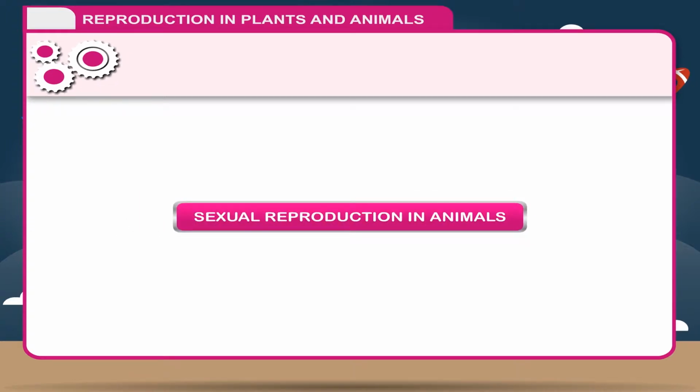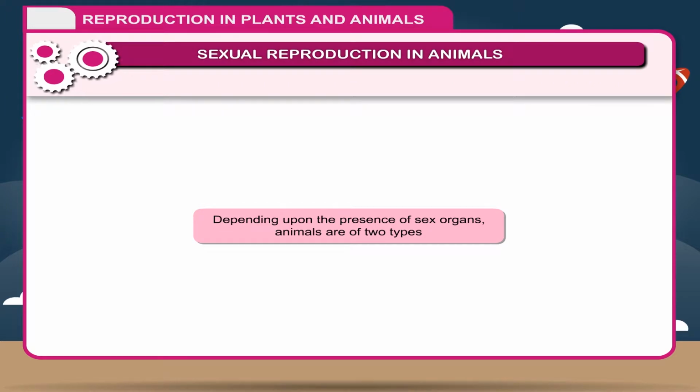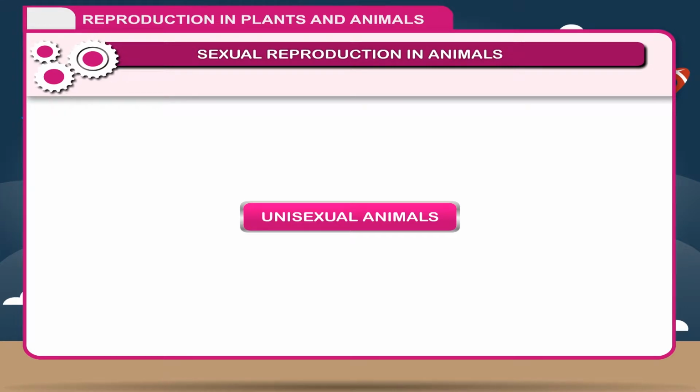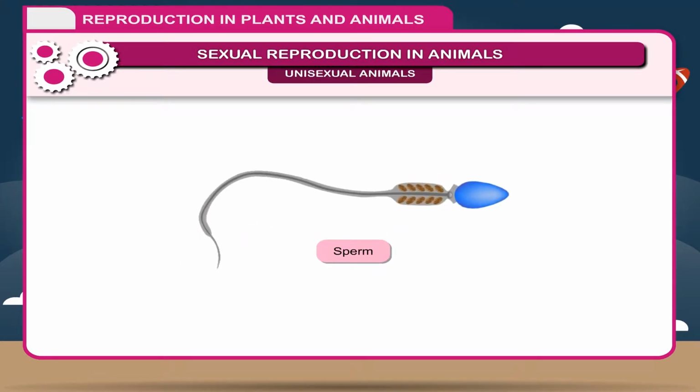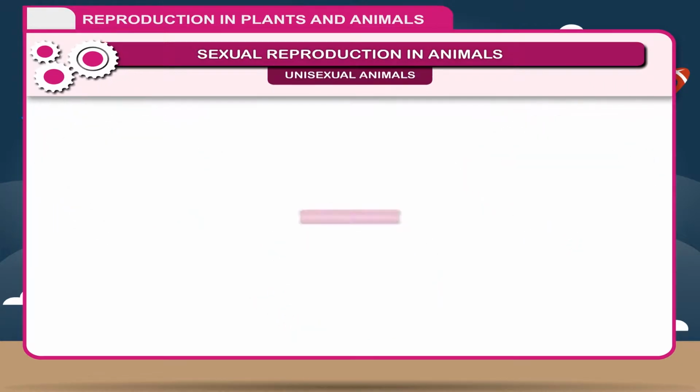Sexual reproduction in animals. Depending upon the presence of sex organs, animals are of two types. Unisexual animals. In most of the animals, only one kind of gamete, either sperm or ovum, is present. Such animals are called unisexual animals. For example, frog, birds, humans, etc.